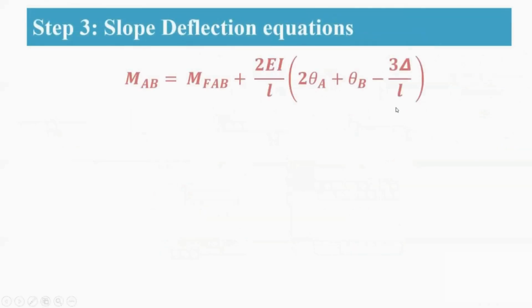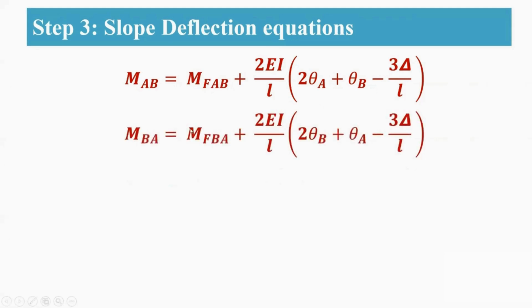Next, by using the slope deflection equation. So these are the generalized slope deflection equations. MAB will be equal to fixed end moment plus 2EI by L into 2 theta A plus theta B. So that is the moment due to the rotation. And next is minus 6EI delta by L square. Here 2EI by L has been taken common, therefore 3 delta by L. So this is the moment due to the settlement.